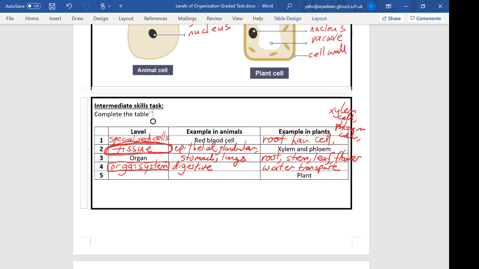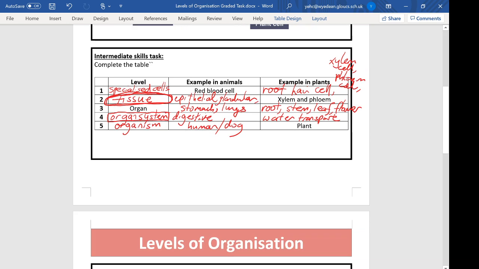And then the next level up, the final level, is the organism. Example in animals, we'll go with human or dog. And then example in plants, the plant.